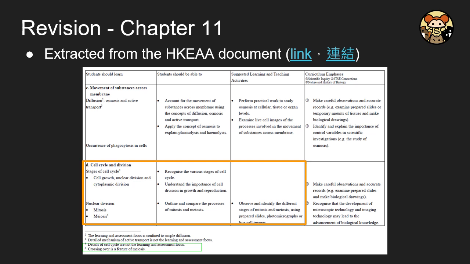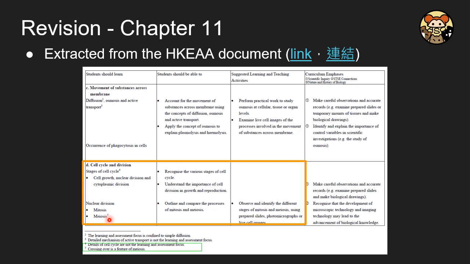So here is an extract from the HKEAA document. For the cell cycle and division, we have to understand nuclear division and also cytoplasmic division. And more importantly, the cell cycle is no longer required in your scope. As for mitosis and also meiosis, remember that crossover is an important feature, happening only in meiosis. And what happens in each phase of mitosis and meiosis is no longer that important.